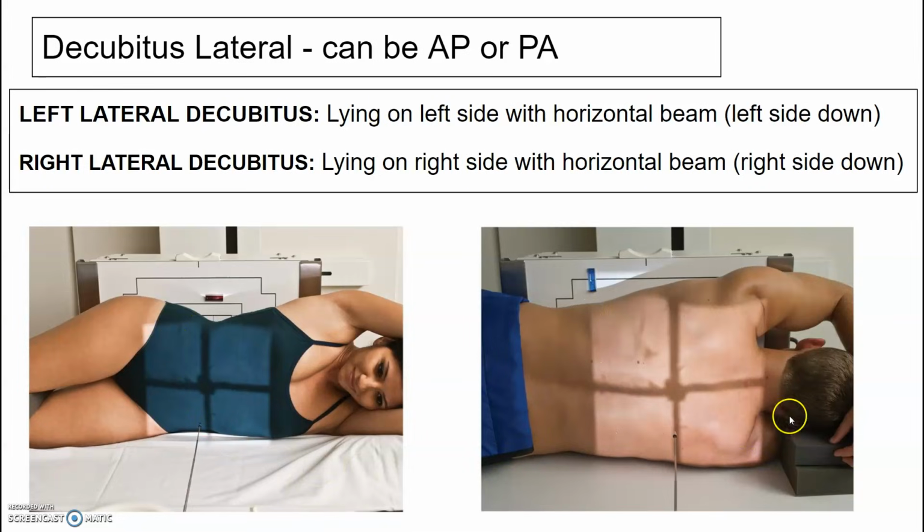We'll get to that later on in the semester, okay? The position here, he's PA. His right side is down. This is a right lateral decubitus. This is for a chest, and for chest we look for fluid, so we would look side down. But again, we'll get there later in the semester, okay? So if it says your patient's in a lateral position, there's a horizontal beam, your answer is going to be decubitus, okay? And anytime you see decubitus, we're looking for an air fluid level, okay?